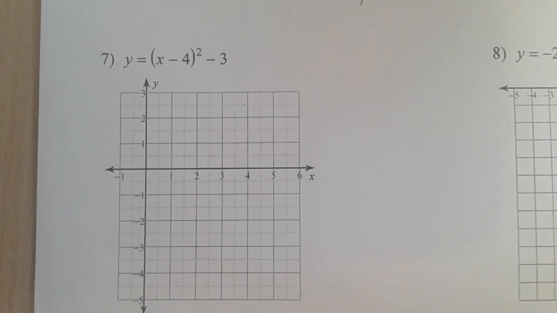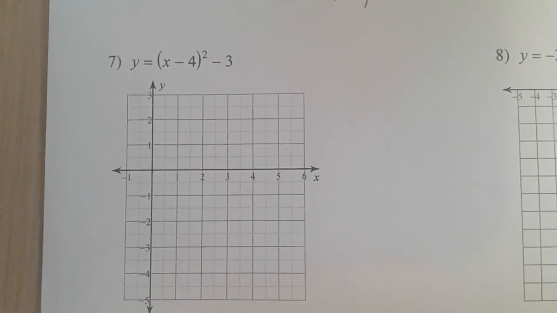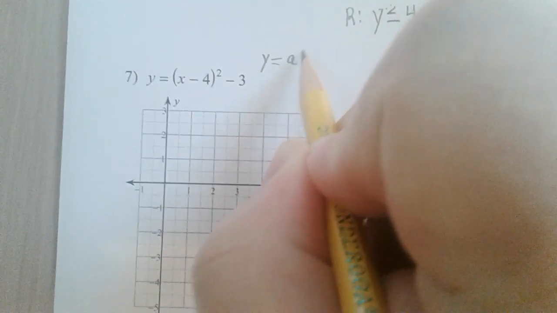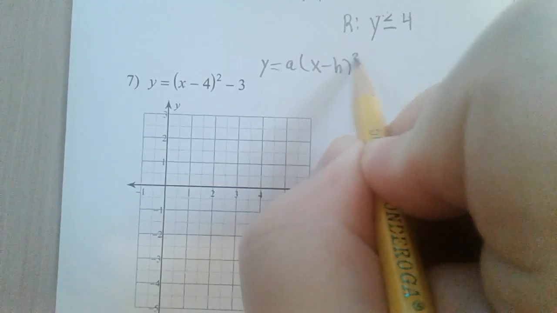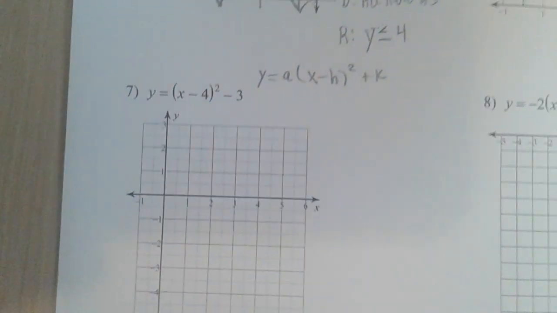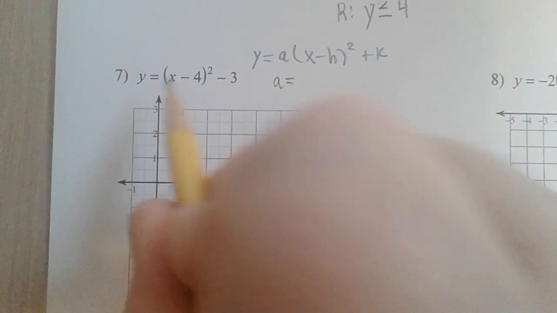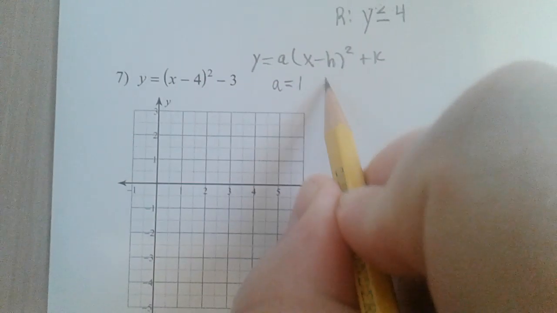Okay, looking at number 7, we see y equals (x minus 4) squared minus 3. I'm going to quickly write down our general form. Okay, we're going to identify the a, the h, and the k. Once again, if there's no number up in front of the parentheses, we assume it's a 1.